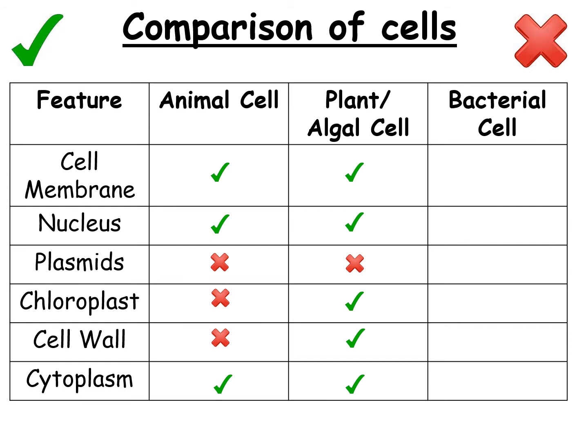So how are the bacterial cells comparing? Does have a cell membrane, no nucleus, because the DNA is free, remember, within the cytoplasm in a plasmid. Can't photosynthesize, there's no chloroplasts. It does have a cell wall and it also has some cytoplasm. Okay, please mark your answers.